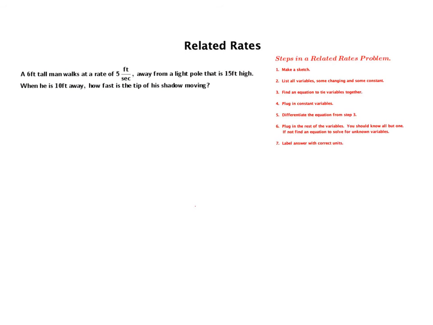This next one's a fun problem where I think the key to the problem is making a good sketch of the situation. So we have a 6-foot tall man walking at a rate of 5 feet per second away from a light pole that is 15 feet high. When he is 10 feet away, how fast is the tip of his shadow moving? Well, first let's make that sketch.